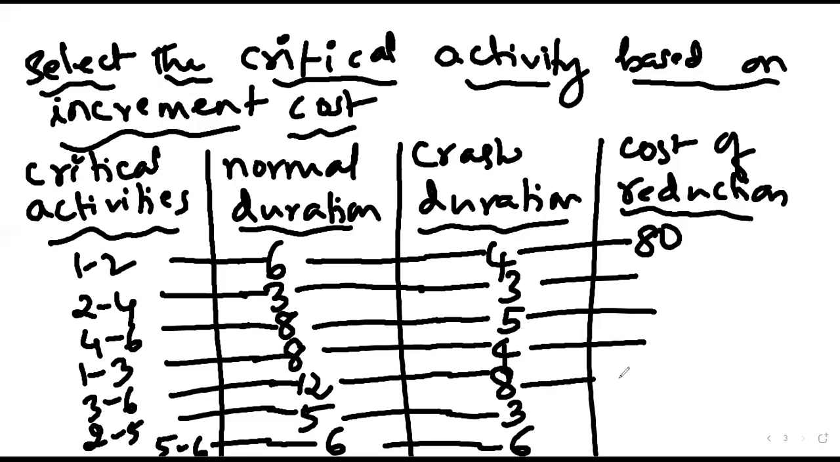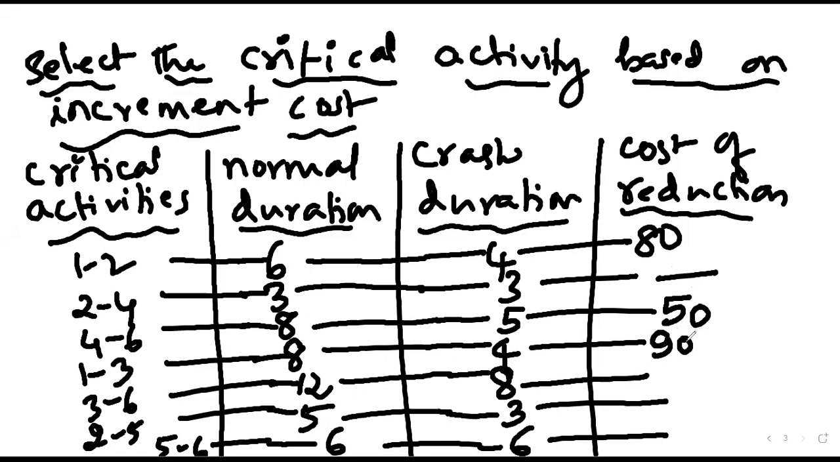Okay. Second one, 2-4 dash. Okay. 4-6 50. 1-3 90. 3-6 200. 5-6 40. Okay. So this is the list of the cost of production.